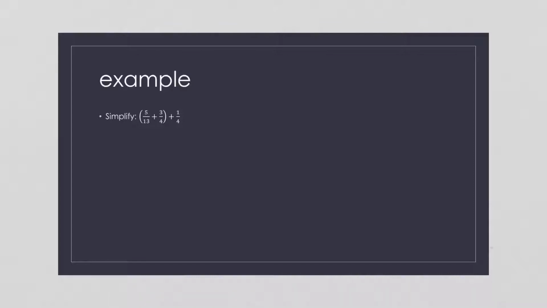Sometimes using the associative property makes our life just a little bit easier. So take a look at this problem. If I reassociate these things, and if I do that first, look what happens. So whenever I add 3/4 and 1/4, I get 1. And whenever I add 5/13 plus 1, I get 1 and 5/13. So I didn't even need to use my calculator.